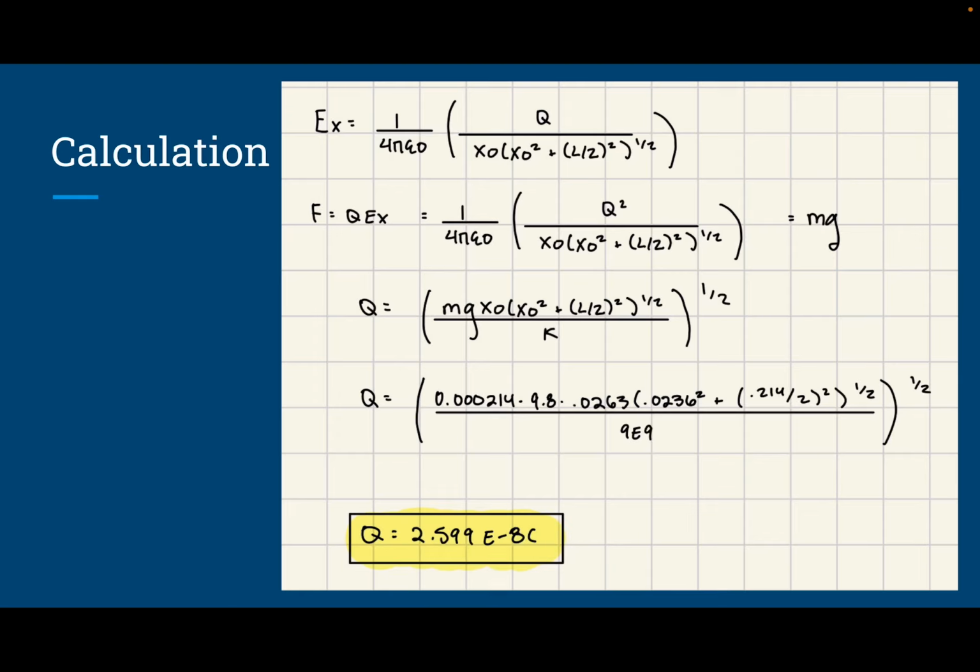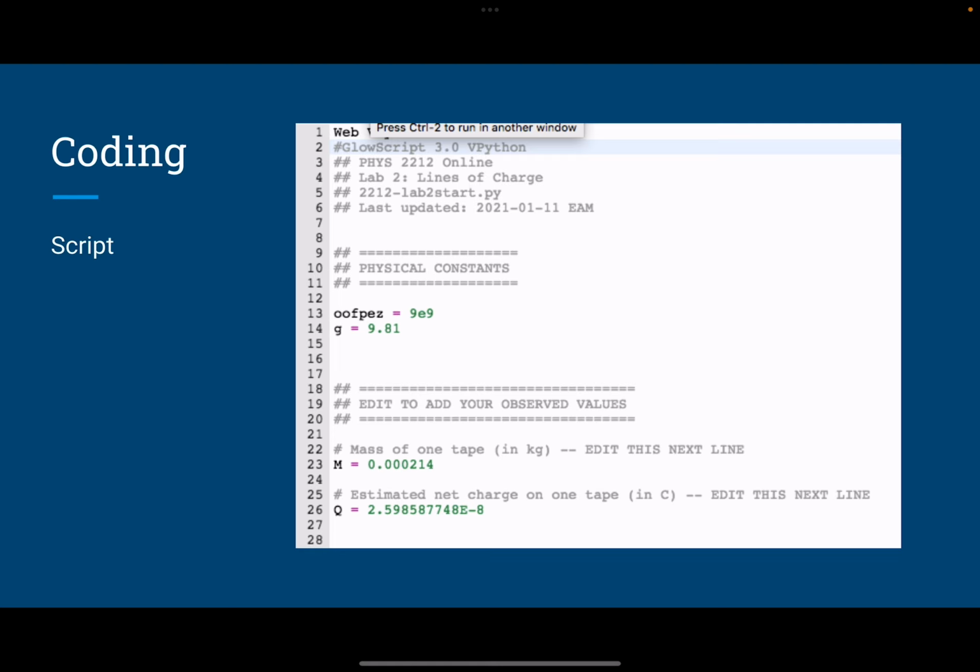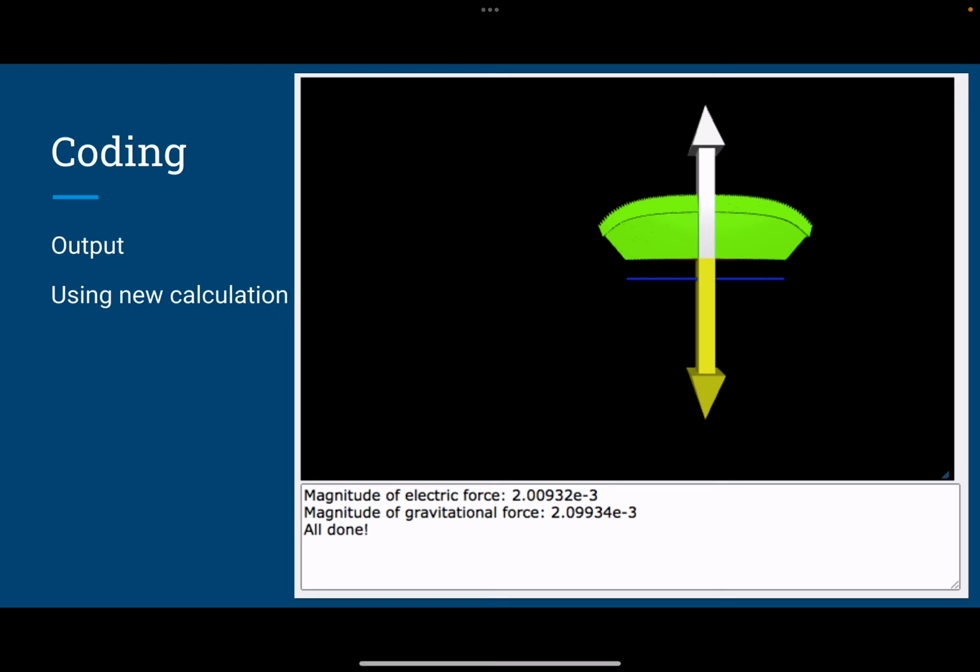It has mg times x0 squared plus L over 2 squared, and then that parentheses is in a square root, divided by your K value, and then the square root of everything. Because again, we set the electric force equal to the gravitational force in order to find this Q. Plugging all of that in, I got 2.599 times 10 to the negative 8th coulombs as the new charge using superposition. So here it is with the edit, where Q is now equal to the new charge that I calculated. And here is the new output. As you can see, the magnitude of the electric force and the magnitude of the gravitational force are extremely close to equal.